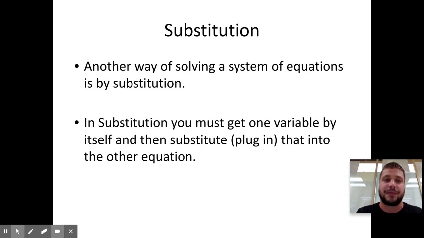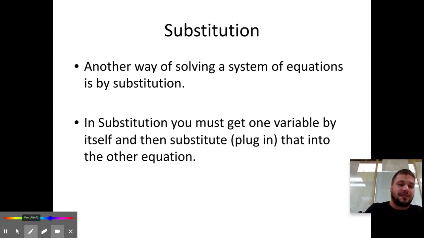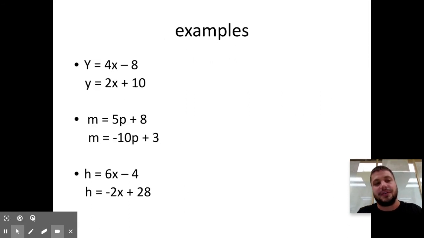So substitution, like what's on your screen here, is another way of solving a system of equations. In substitution, you must get one variable by itself in one of the equations, or maybe it already is by itself in one of the equations. And then you're going to substitute or plug that into the other equation. This is very important. You have to plug it into the other equation. You never want to plug an equation back into itself, okay? So whatever equation has a letter by itself, you then want to plug into the other equation.